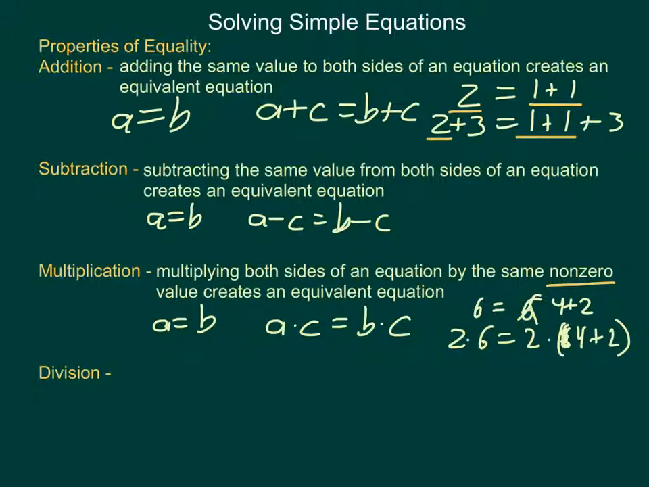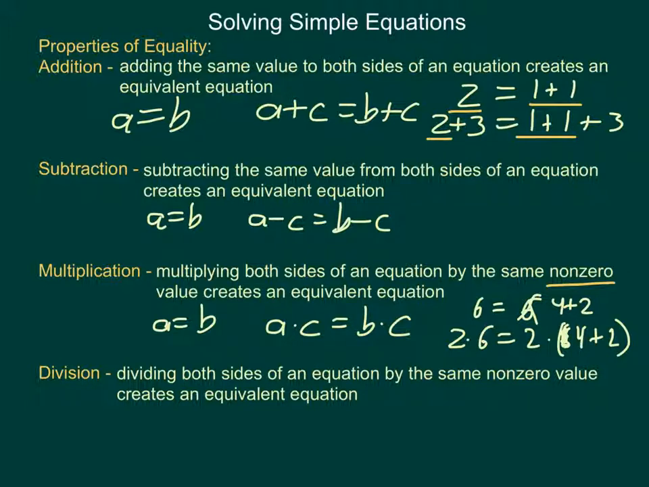Last comes division, which tells us dividing both sides of an equation by the same non-zero value creates an equivalent equation. So if we were to look at it, A equals B, then A divided by C equals B divided by C. And that is, of course, assuming that C cannot equal 0, and that would also hold true for the previous one. That's especially important when it comes to division because we cannot mathematically divide by 0. That's a basic idea but has some pretty interesting thought patterns behind it.